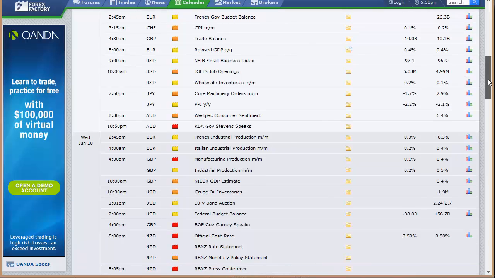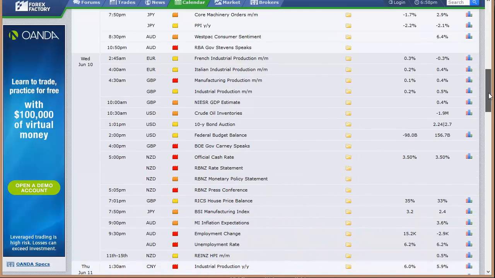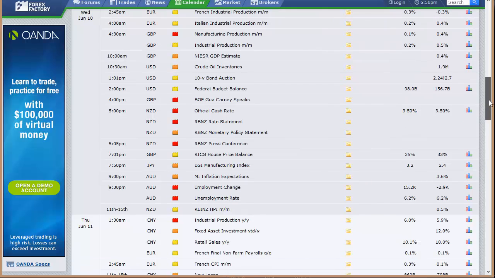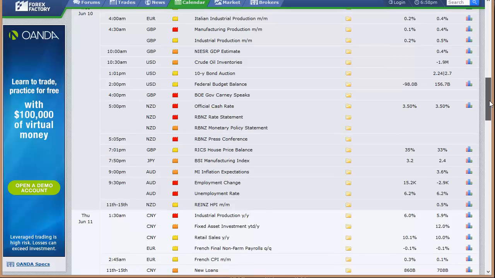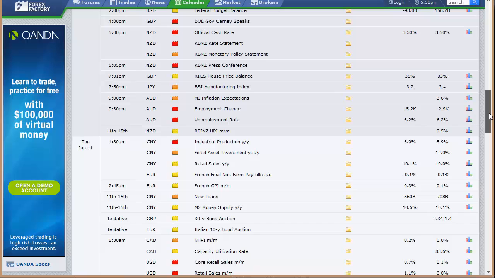Tuesday morning, nothing big there. Core machinery orders and PPI out of Japan Tuesday night. Going into Wednesday, French, Italian, and the UK industrial production and manufacturing production out of UK. Jump to the U.S. an hour into the stock market: crude oil inventories, 10-year bond auction after that. Fed budget balance number comes out at 2 p.m. Eastern Time. New Zealand has their rate announcement at 5 p.m. Eastern Time on Wednesday, and then their conference right behind it.